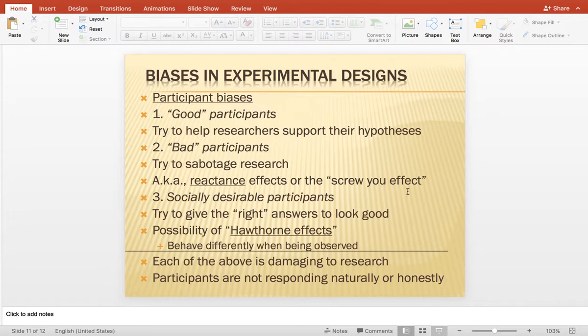Perfect. Last, the issue of having a socially desirable participant. Socially desirable participants are participants who try to give you the right answers. They're the ones who want to look good for you.